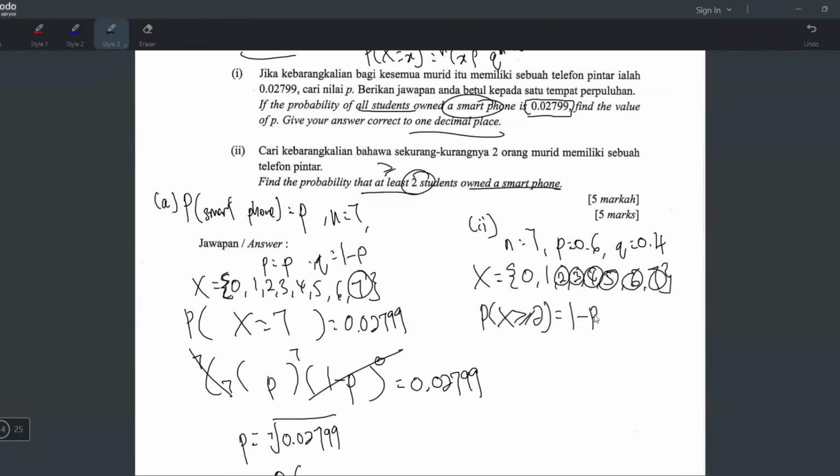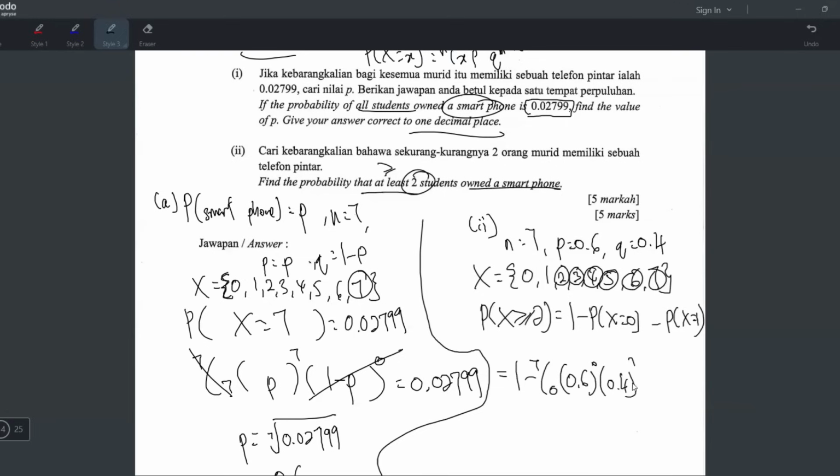Just take 1 minus P(X) equals 0 and minus P(X) equals 1. Because the total probability is always 1. So just take 1 minus the ones you don't want. The ones you don't want is probability for 0 success and 1 success. So minus P(X) equals 0. And this one you put in the formula. 7C0 bracket 0.6 power 0 and then 0.4 power 7.